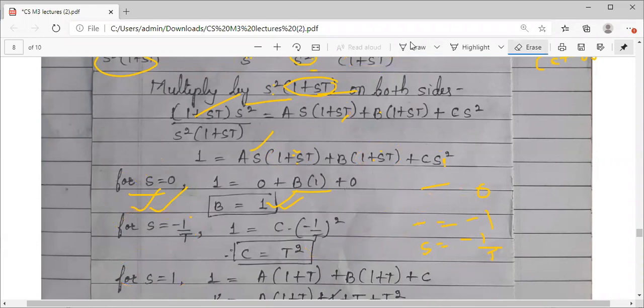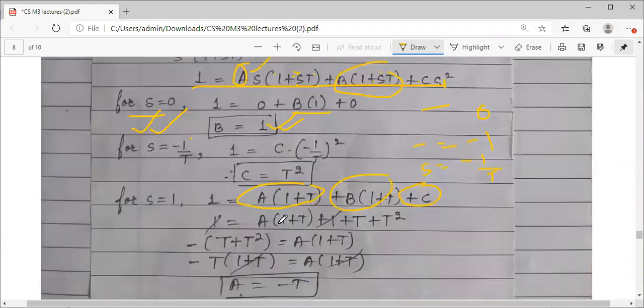So if I substitute s is equal to 1 in this equation, a into 1 plus t plus b into 1 plus t plus s is 1 c. So solve this. You have already got b and c. So b and c you can substitute. Substitute, simplify, you will get a.